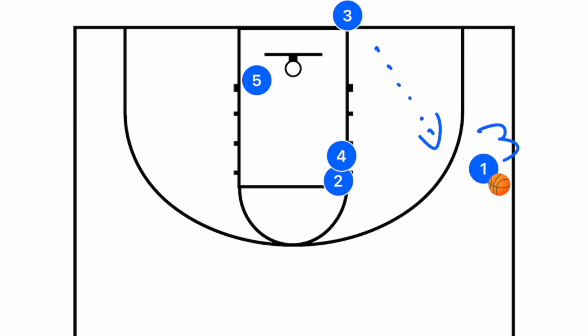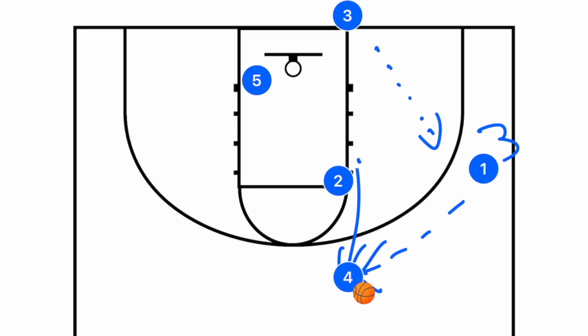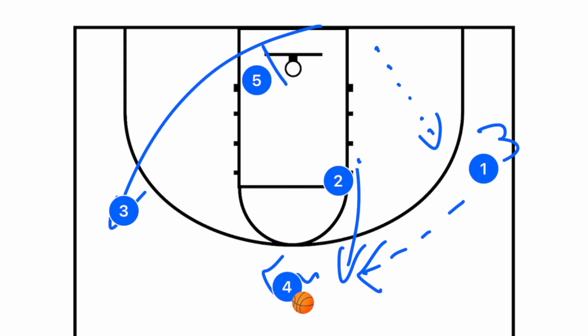If he receives that pass, there's one of two things that can happen. We are going to have player 4 using player 2 as a screen. Player 1 is going to pass that ball to player 4 if player 1 doesn't shoot the 3. And then player 3 is going to use player 5 as a screen. And player 4 is then going to pass the ball over to player 3 as our last option for that 3-point shot on this side.